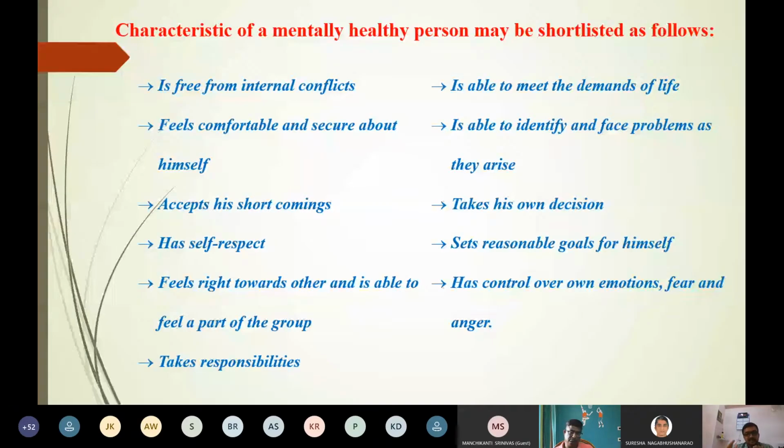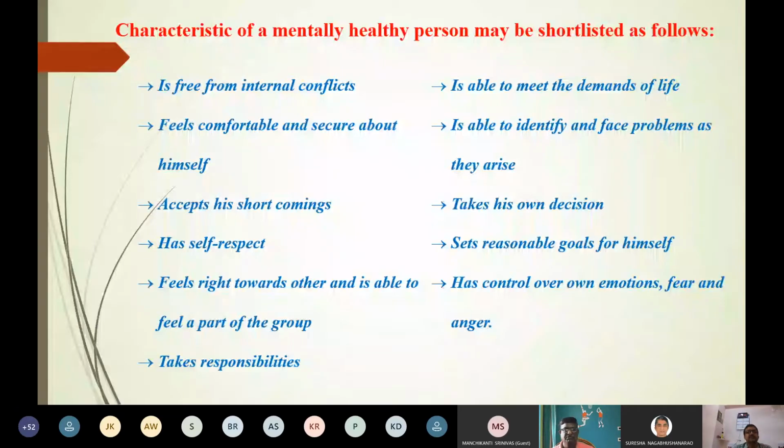He has perfect and achievable goals that he sets for himself, and he has control over his own emotions, fear and anger, which is a very important aspect in our day-to-day life. We need to have a proper balance, which starts at our family itself, the conflicts of these emotions. This starts at our family and goes to our surroundings, whether professional or social, whatever comes in. So these are the characteristics that a mentally healthy person shows.